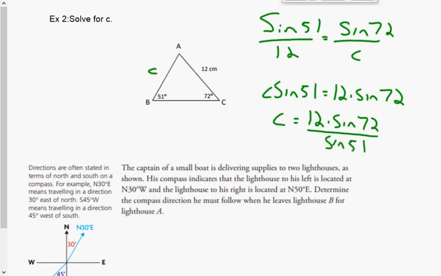Now, try this one with your calculator. Pause the video if you want. Try doing it all in one step. Go sine 72 times 12, take that answer and divide it by sine 51. If you practice at these enough, you can actually do these all in one step with your calculator, and it can save you a little bit of time to get the right answer.